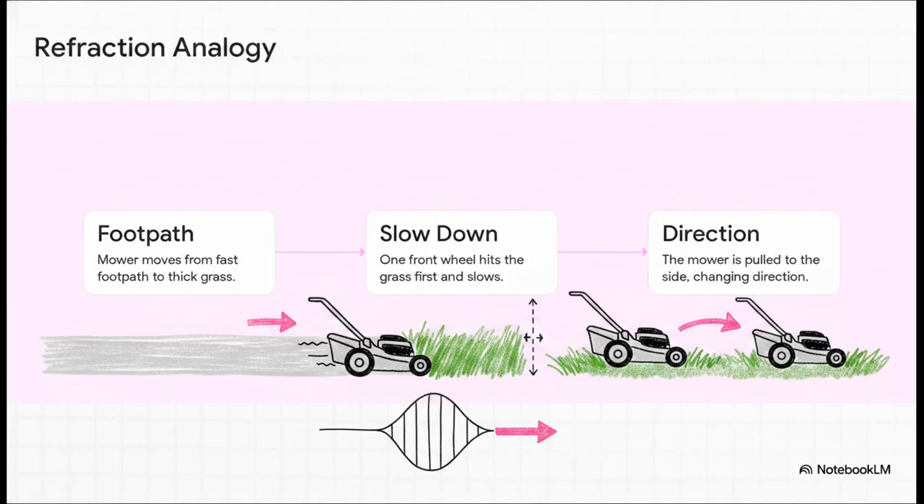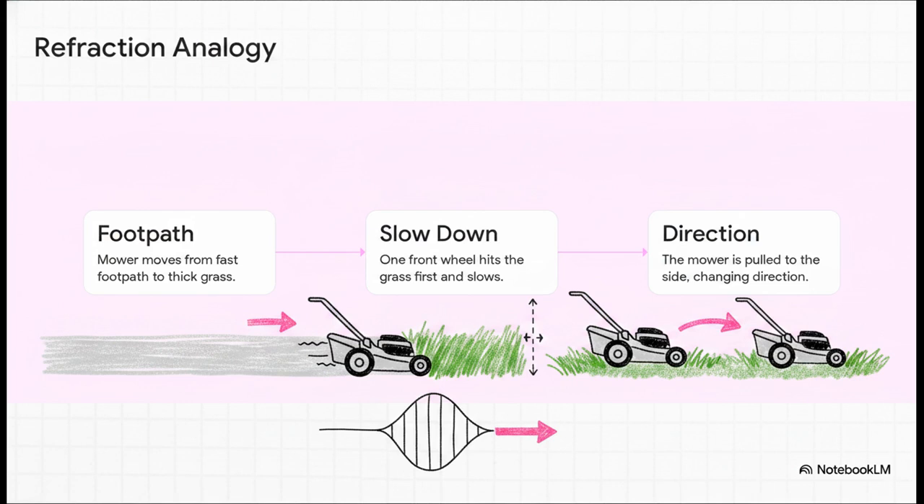So what happens when light actually passes from one medium, like air, into another, like water? It changes direction. It bends. But why? Well, there's this absolutely brilliant analogy of pushing a lawnmower that explains this perfectly. Just imagine you're pushing a lawnmower from a smooth, fast, paved footpath, and you're pushing it diagonally onto some slow, thick grass. Because you're hitting the grass at an angle, one of the front wheels is going to hit the thick grass before the other one does, right? That wheel hits the grass and slows down, but the wheel that's still on the smooth pavement keeps moving quickly.